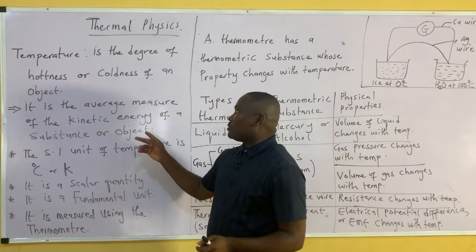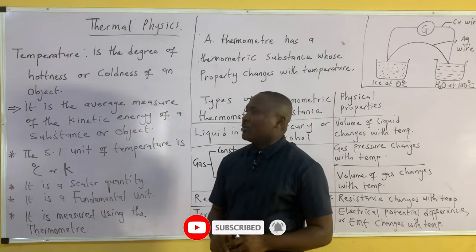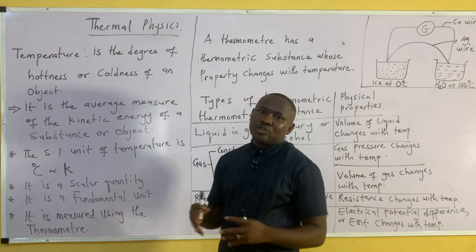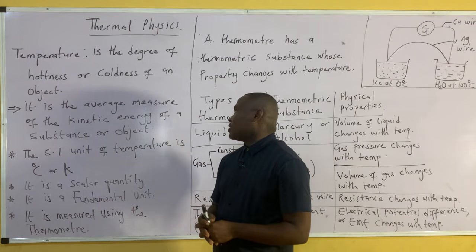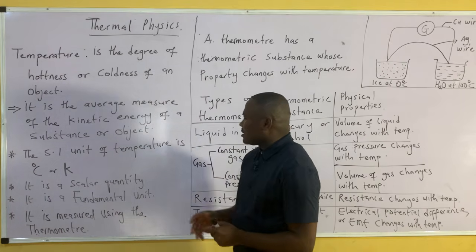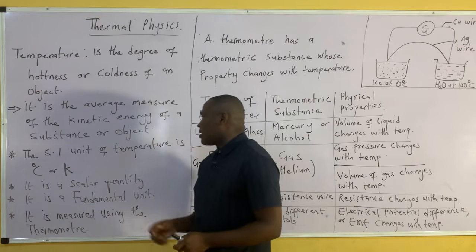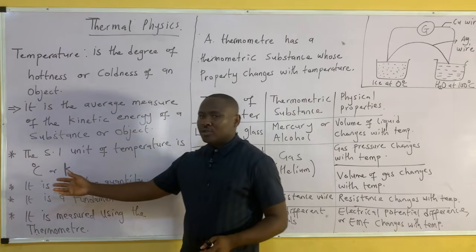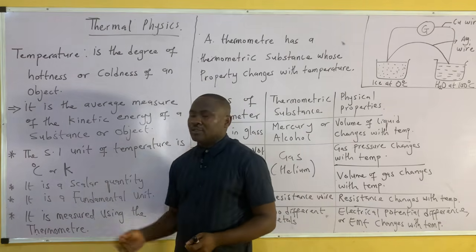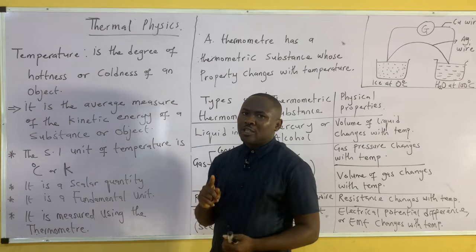So one of the differences between temperature and heat is that temperature is an average measure of the kinetic energy, but heat is the total measure of the kinetic energy of the substance or the body. What about our temperature? The SI unit for temperature is either degrees Celsius or Kelvin, although the standard is Kelvin. Now take note, temperature first is a fundamental quantity.